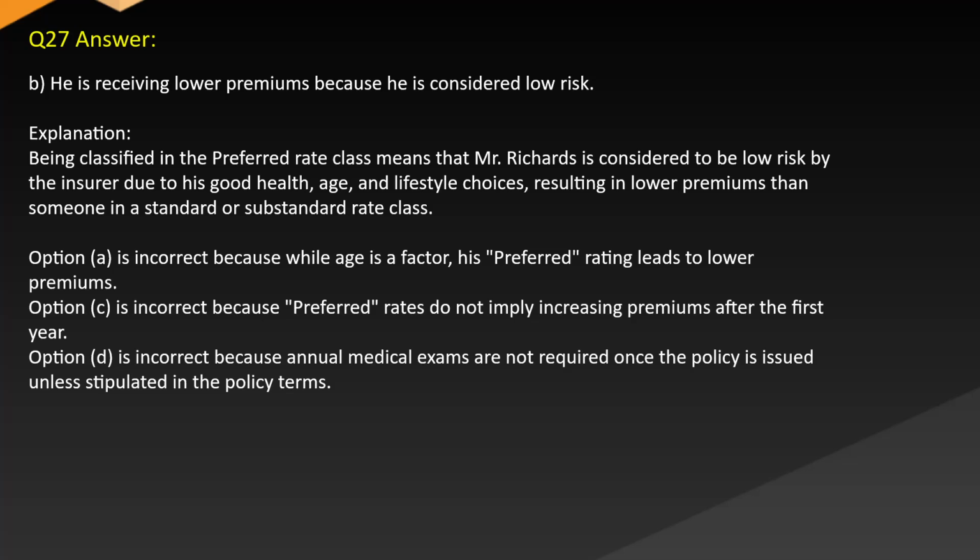Option A is incorrect because while age is a factor, his preferred rating leads to low premiums. Option C is incorrect because preferred rates do not imply increasing premiums after the first year. Option D is incorrect because annual medical exams are not required once the policy is issued unless stipulated in the policy terms.